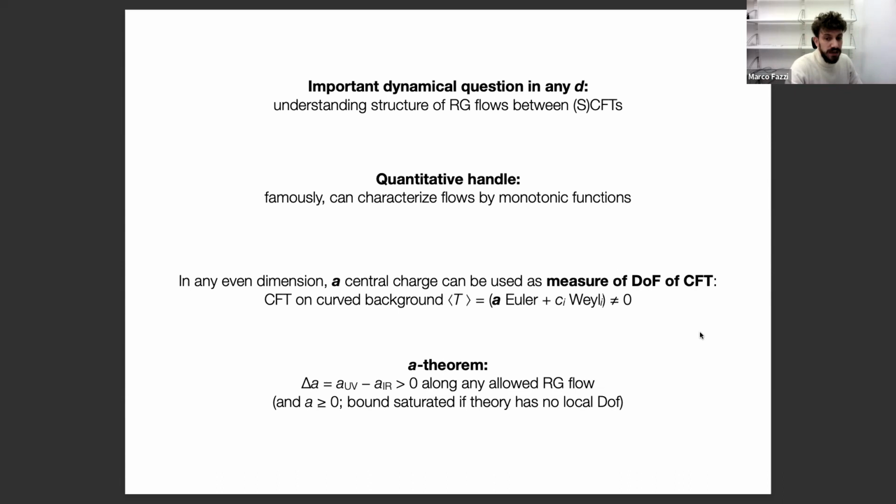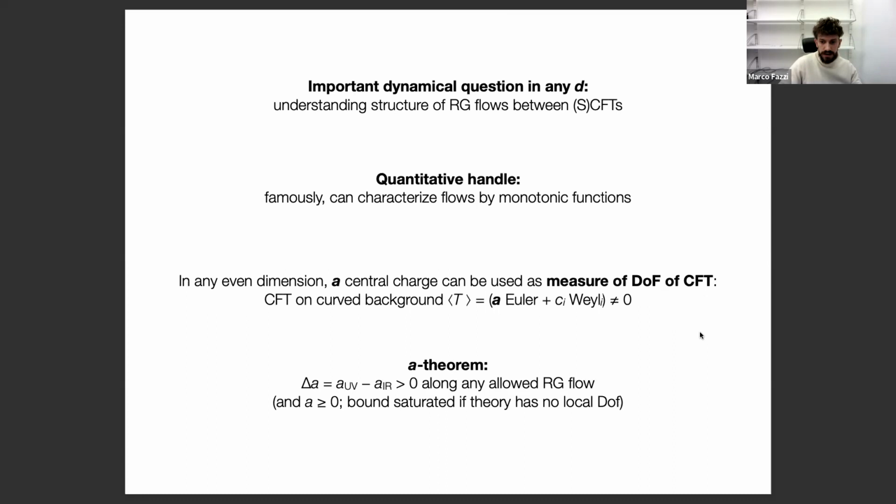Now in 6D, we have four central charges, A and three Cs. They satisfy some relation, and I will focus on this coefficient A as a measure of the degrees of freedom of the CFT. Famously, there is the a-theorem, namely a statement that the A anomaly of the CFT should reduce along the flow, because we are essentially integrating out degrees of freedom. So the difference between the A anomaly computed at some UV fixed point minus the same A anomaly computed at an IR fixed point should be positive along any allowed RG flow. There is also a logically independent inequality that this A anomaly should satisfy, namely it has to be either zero or greater than zero. In particular, the bound is saturated only if the theory has no local degrees of freedom. So in some sense, it's just a positive number for any interesting CFT.